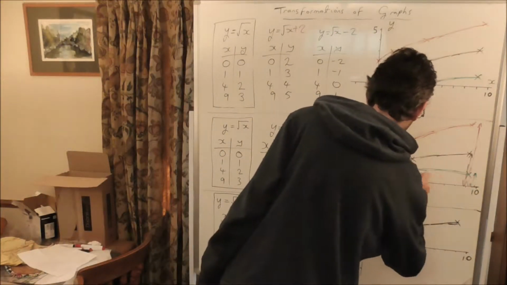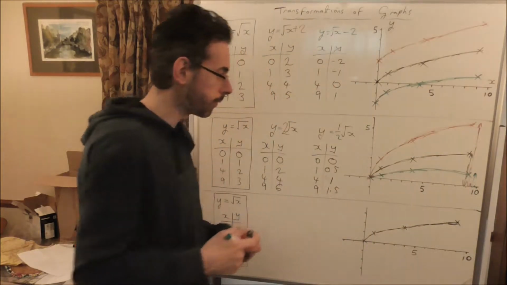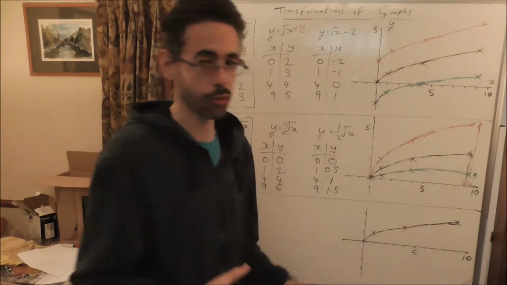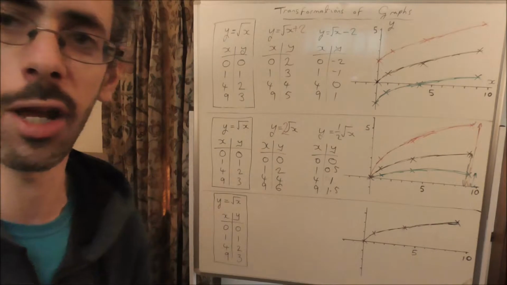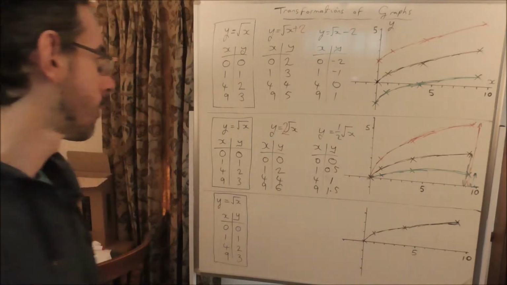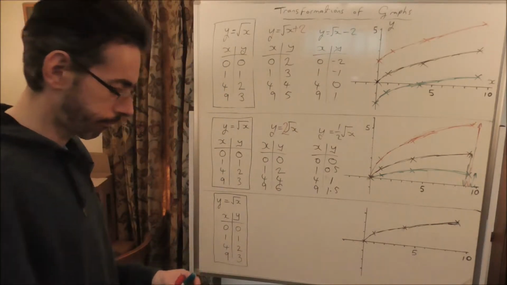it's the original graph, but it's squashed. It's squashed by a factor of 2 in the sense that all the points are 2 times closer to the x-axis. So that's what that graph looks like.